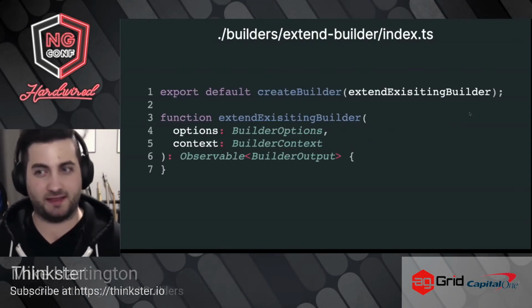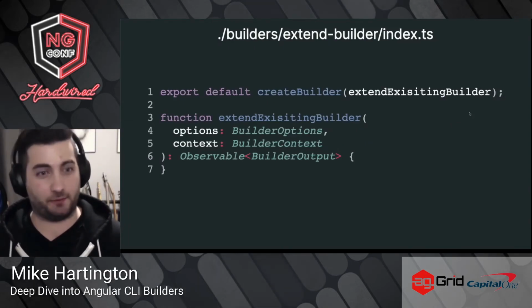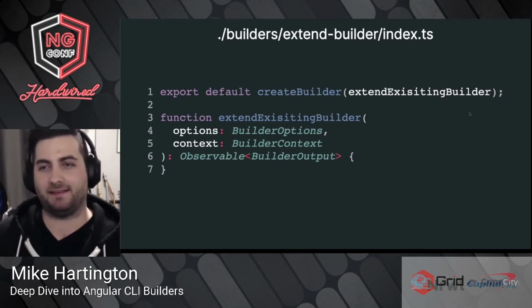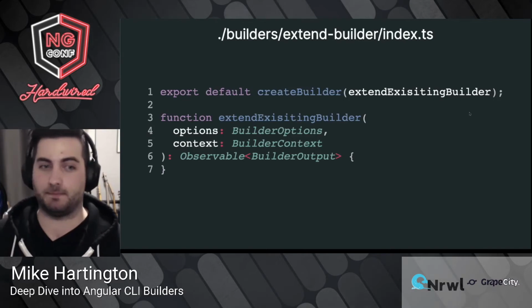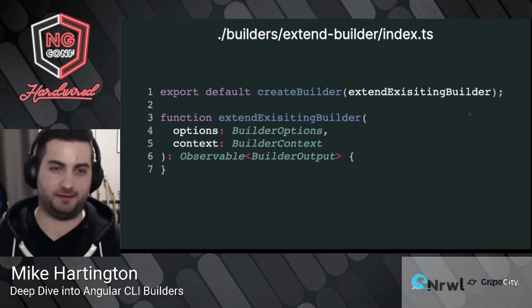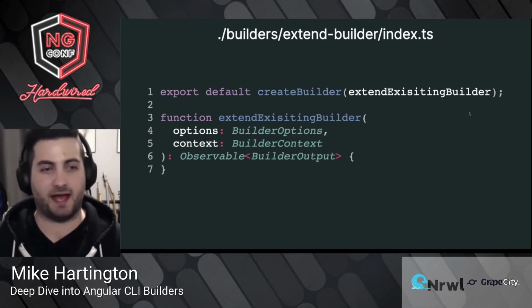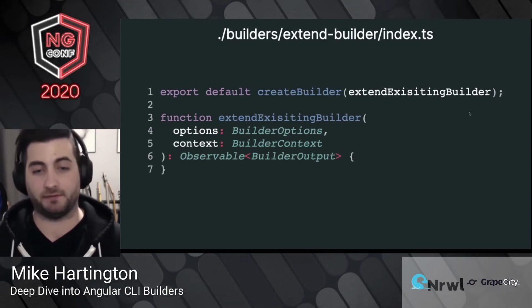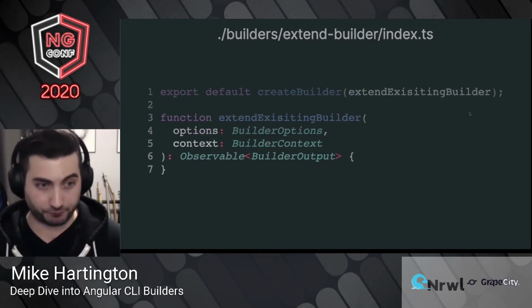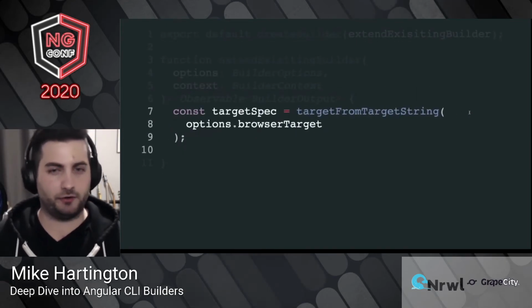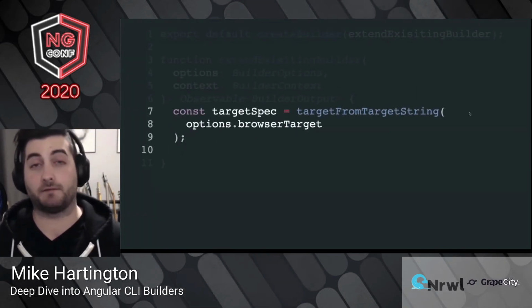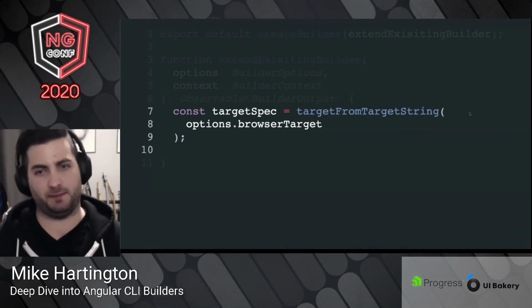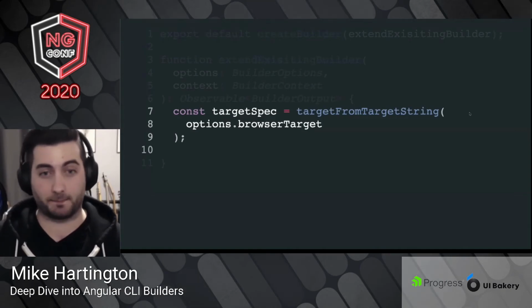So starting off on the same kind of base that we had before, we have this create builder function, and we're going to pass in a new argument called extend builder. Now, in this case, it looks similar to our command builder. We have option and context getting passed in, and then we're going to return an observable of builder output. Now, from here, we're going to start to call different functions available from DevKit. And this first one is going to be target from target string.